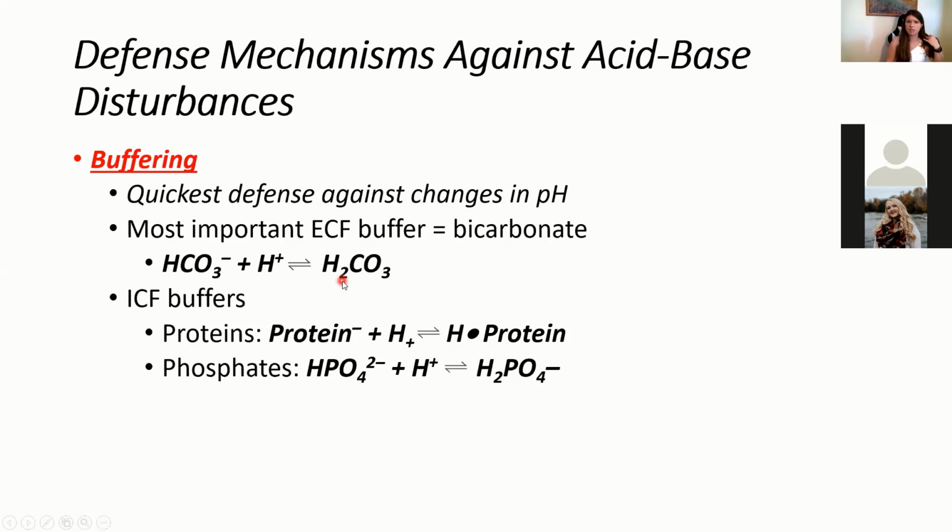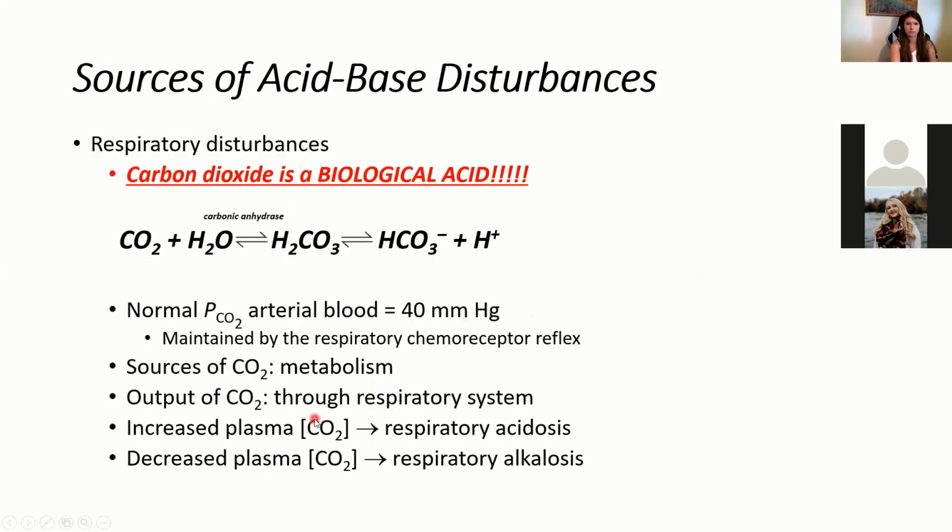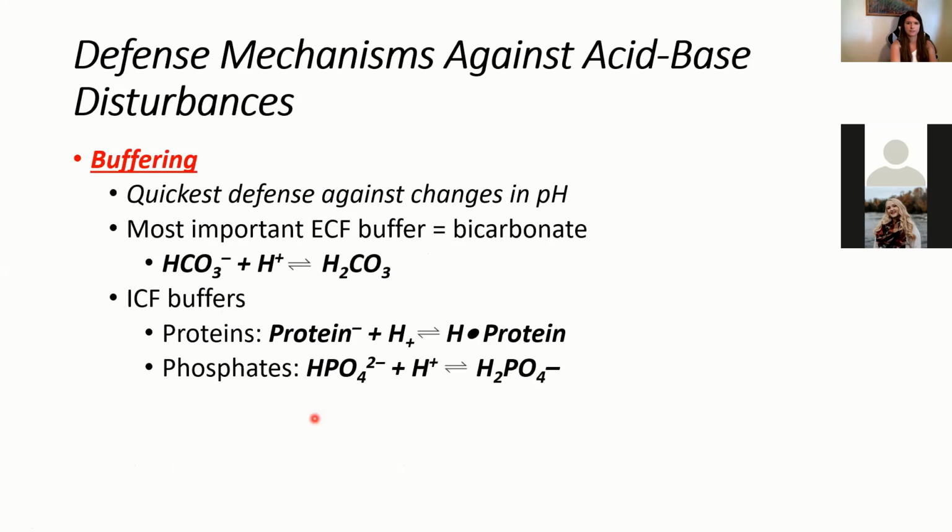Inside the cells, so in the intracellular fluid, we have other buffers. So inside cells, proteins can actually act as a buffer against changes in pH, because some of our proteins can bind hydrogen. For example, we saw that hemoglobin could bind hydrogen. Other proteins can also bind hydrogen. And phosphates can also bind hydrogen. So here we see our phosphates binding on hydrogen, also acting as a chemical buffer.